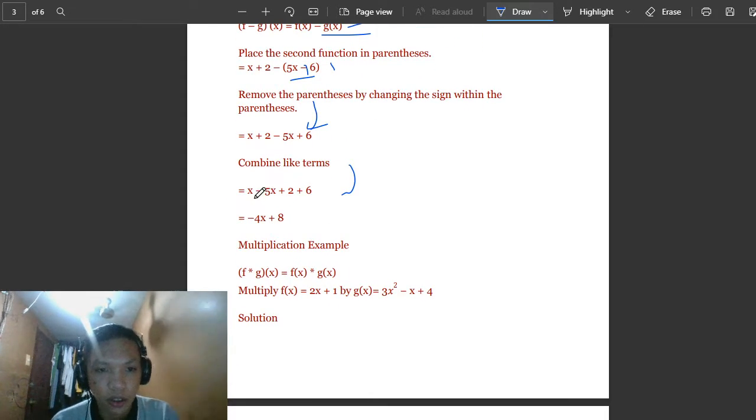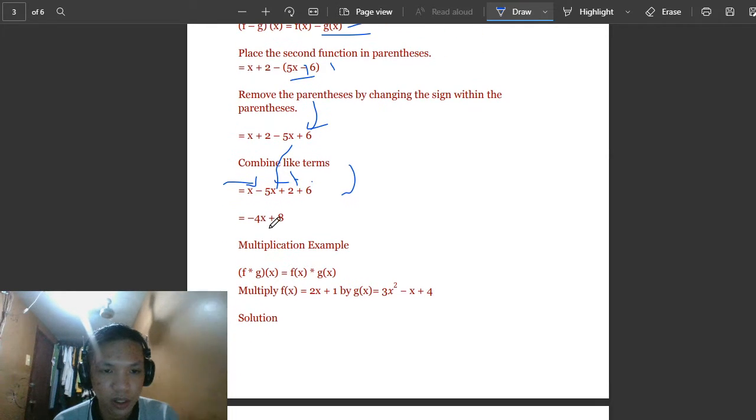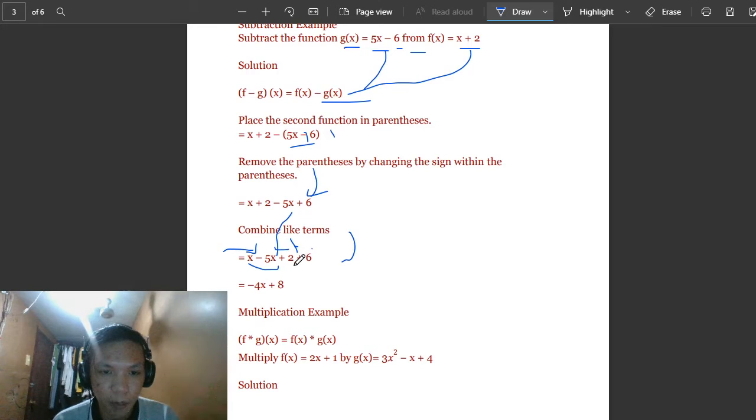So x minus 5x, kay wala man siyang squared, then add ang constant. So x minus 5x plus 2 plus 6. So the answer is x minus 5x is negative 4x, tapos 2 plus 6 is 8, which is that.